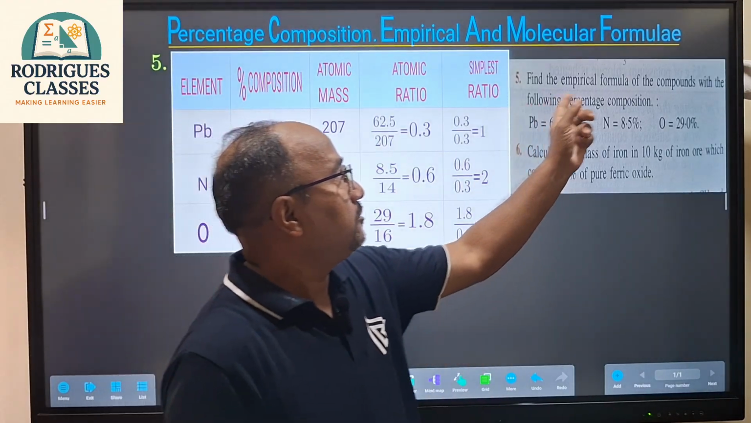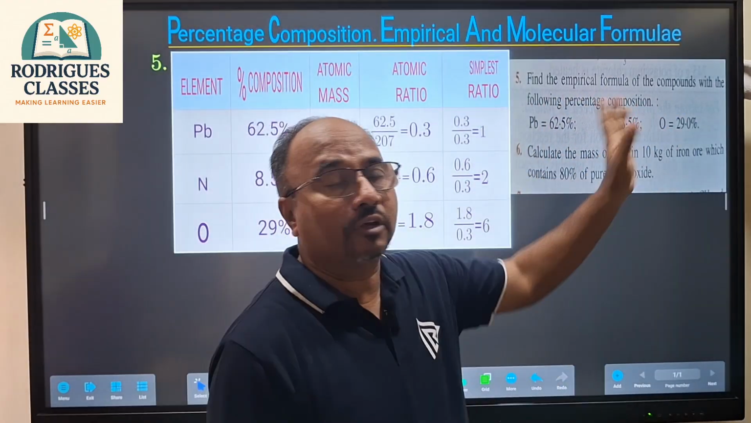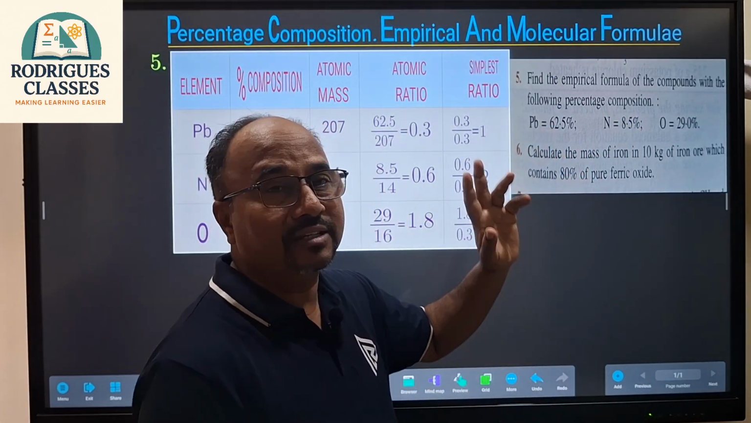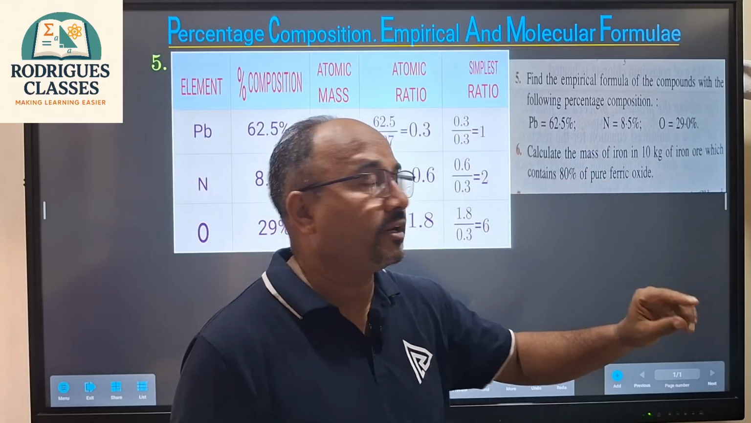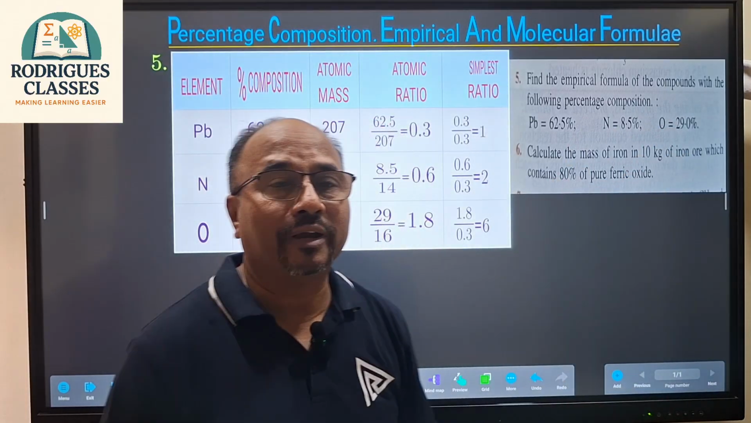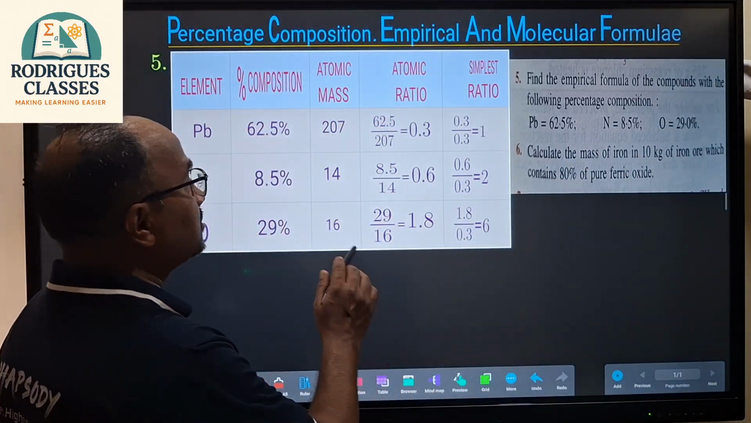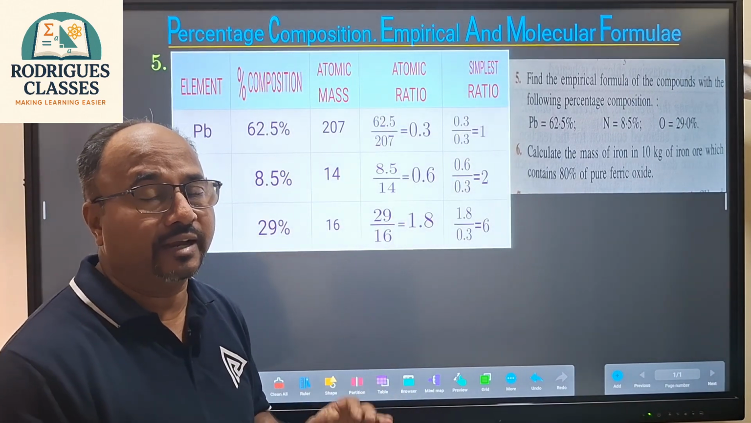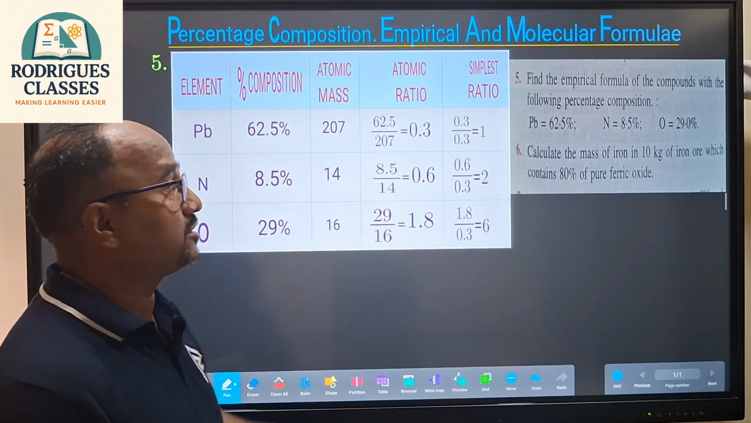Question is like this: find the empirical formula of the compound with the following percentage composition. Lead is 62.5%, nitrogen 8.5%, oxygen is 29%. So this table is compulsory for doing such numericals. It gets it done easily with the help of this table.